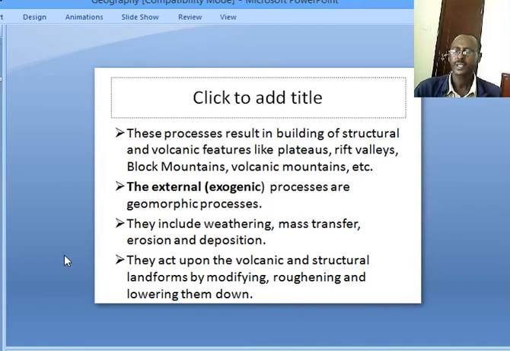The second one is the external or exogenic process, which includes weathering, meaning the wearing away of the land surface. Second, mass transfer. Soil and other materials can be transferred from one area to another. Erosion: when a huge amount of sediment is transported from one area to another, we call it erosion. And what has been eroded will be deposited, which we call deposition. All these are external processes.